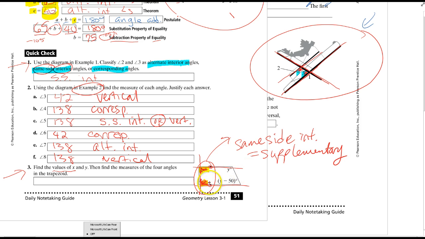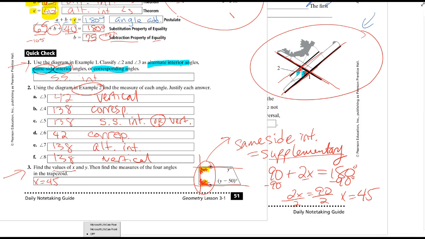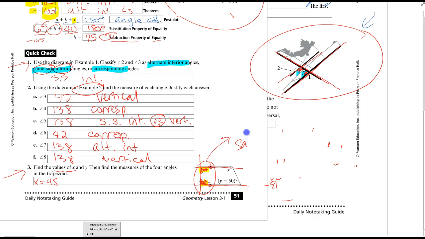So the angle at the bottom was 90, the angle on the top is 2x, and if they're supplementary, I add them together to be 180 degrees. Subtract the 90 from both sides, subtraction property of equality, and I'm left with 2x equals 90. Divide both sides by 2 from the division property of equality, and I'm left with x equals 45. So here we go, x equals 45. Clear that up. Let's talk about the other side.